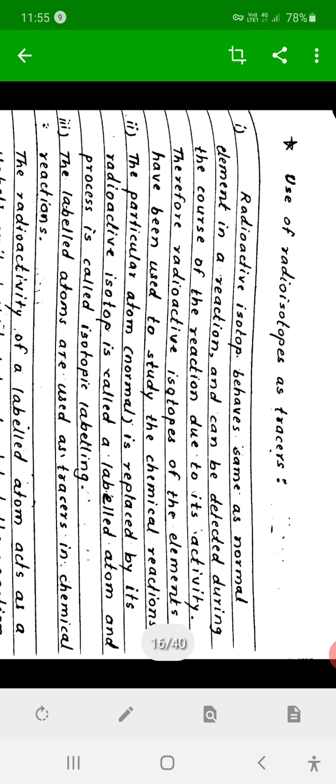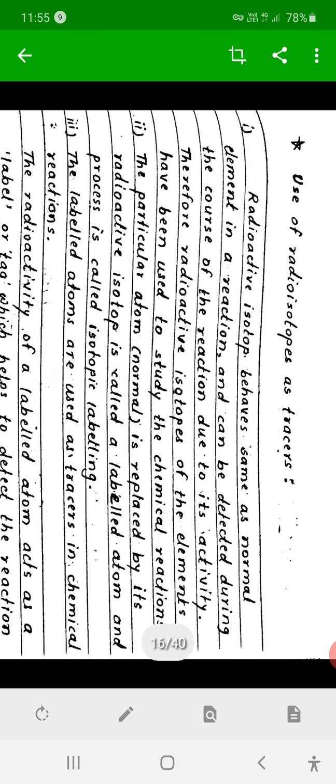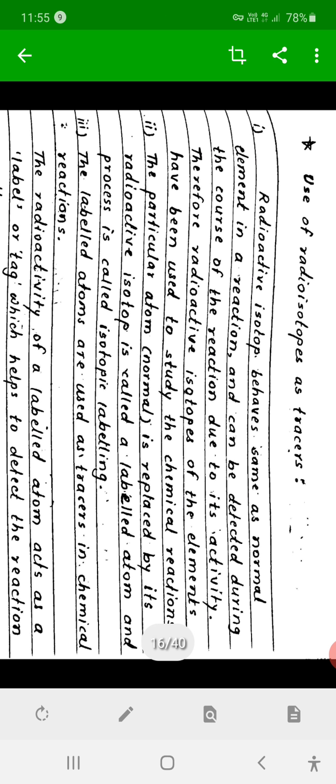In this lecture we discuss radioisotopes and their use as tracers.